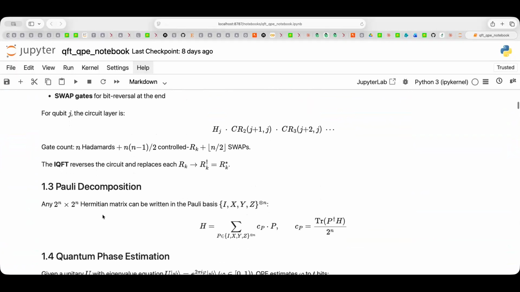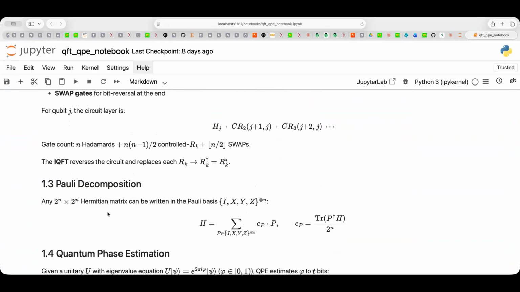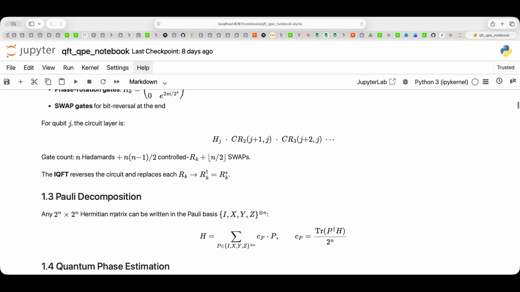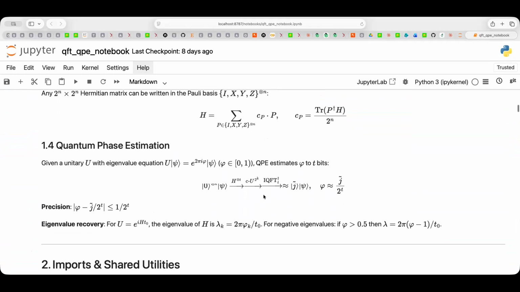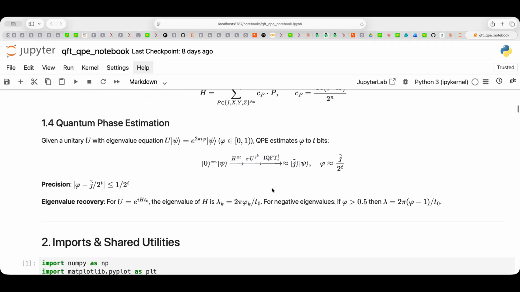There is also a Pauli decomposition, because we are going to have a Hermitian matrix, and that can be decomposed in terms of coefficients times the Pauli matrices. Then the quantum phase estimation algorithm uses the inverse Fourier transform. It has a set of Hadamards, each qubit is acted on with a Hadamard, as we discussed in the lectures. We have the rotation gates, the controlled unitaries, and then the inverse Fourier transform, the IQFT, which gives us the basis states we are interested in.